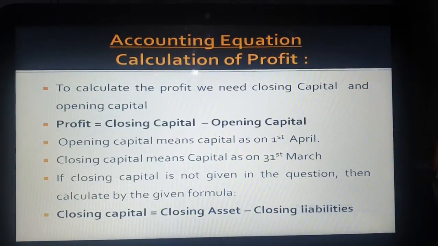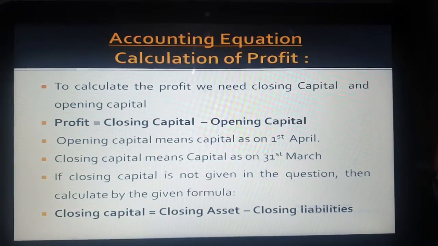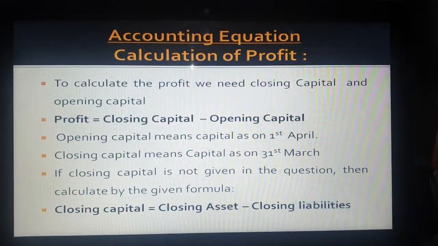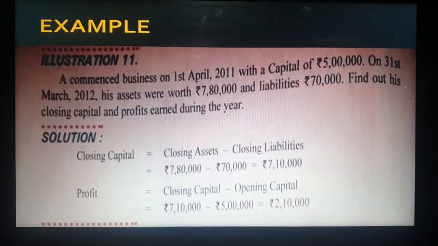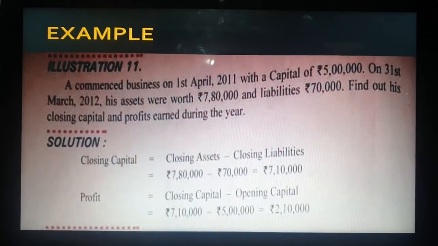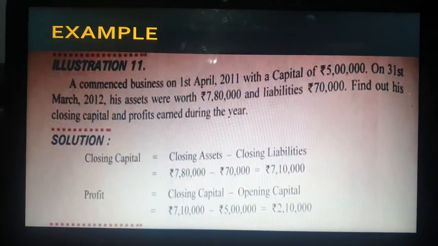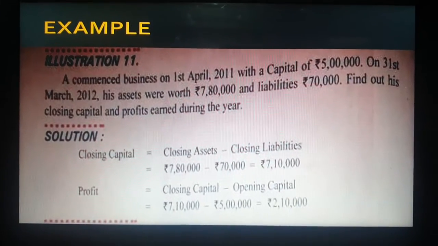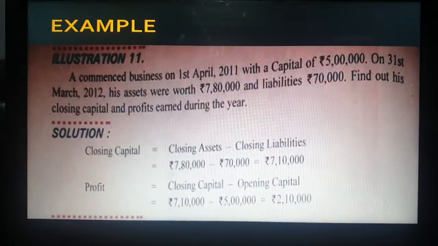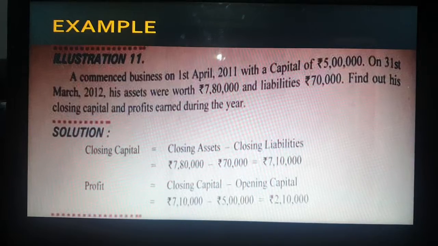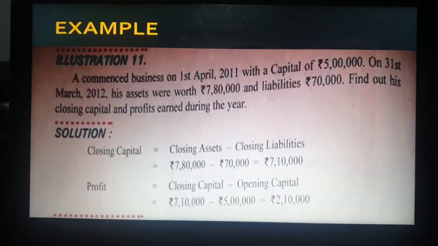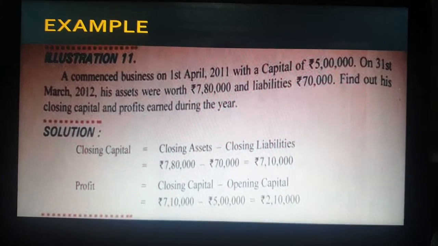In the next slide, I will take one example to clarify how you calculate profit by the use of closing and opening capital. Here is the example. A commenced business on 1st April 2011 with a capital of 5 lakh. So on 1st April the capital is 5 lakh. Listen carefully, this is your opening capital. And on 31st March the asset is 7,80,000 and liability is 70,000. This is your closing asset and closing liability.